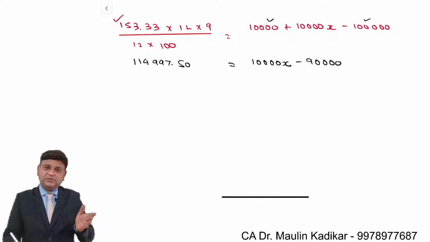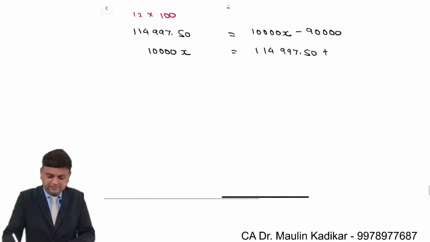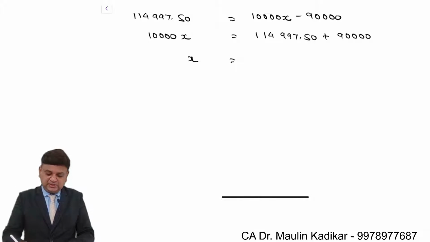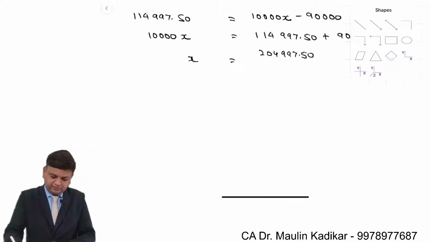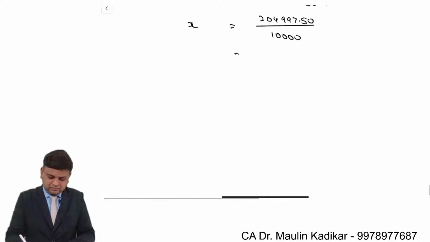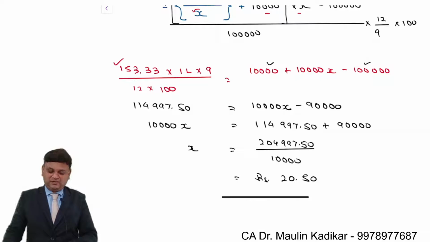It is transferred on the opposite side, so it will become positive. 114,997.5 plus 90,000. So 2,04,997.5 whole divided by 10,000. That comes to rupees 20.5. This is the way the NAV per unit can be calculated.